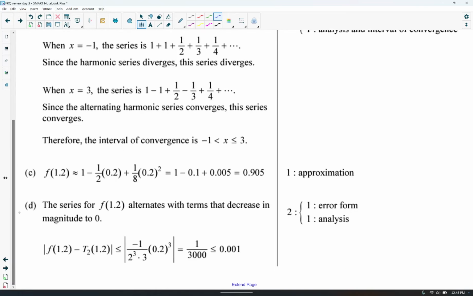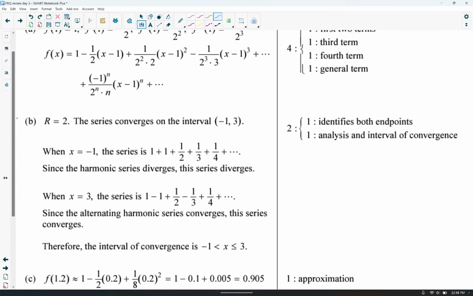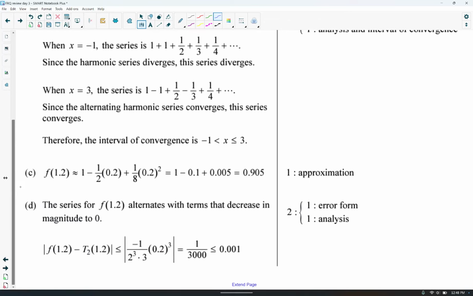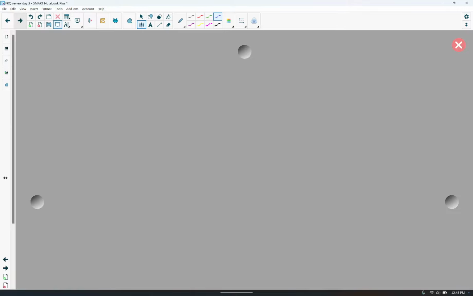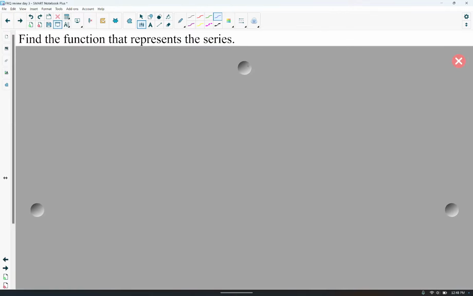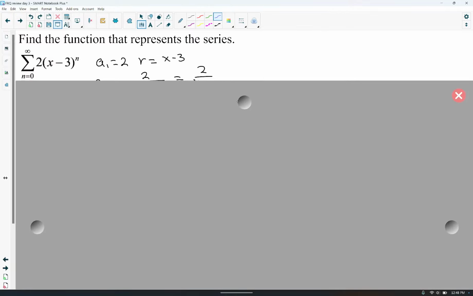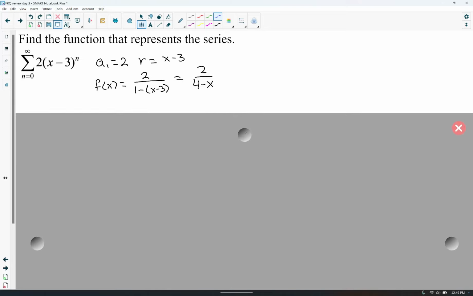Here's the rubric. I'll go a little slower in case you want to pause this. All right, what do we have here? Find the function that represents the series. So now we're talking about geometric if we're finding a function.